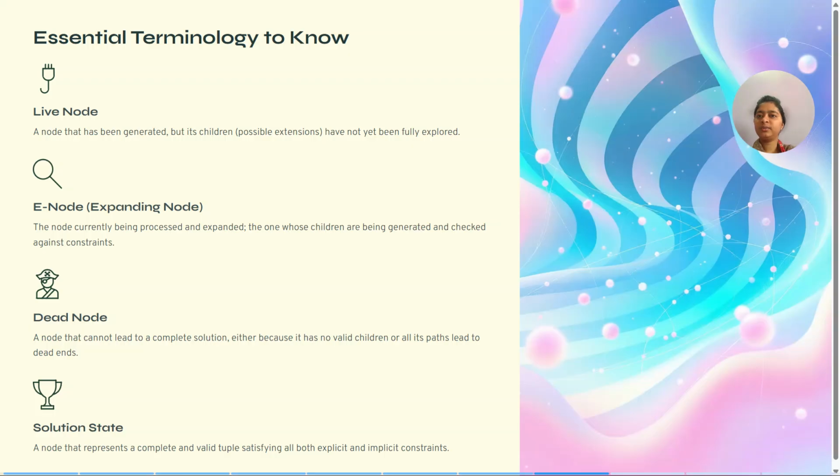Here is the essential terminology to know. Live node: a node that has been generated, but its children have not yet been fully explored. Coming to the E-node, the expanding node: the node currently being processed and expanded, the one whose children are being generated and checked against constraints. Dead node: a node that cannot lead to a complete solution, either because it has no valid children or all its paths lead to a dead end. Solution state: a node that represents a complete and valid tuple satisfying both explicit and implicit constraints.